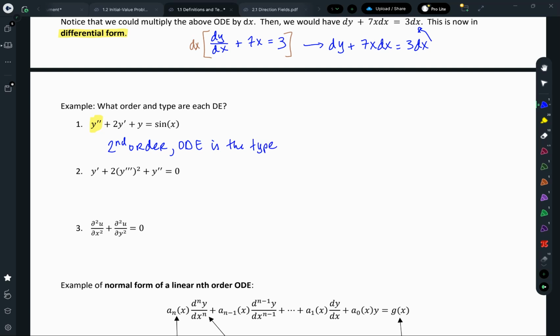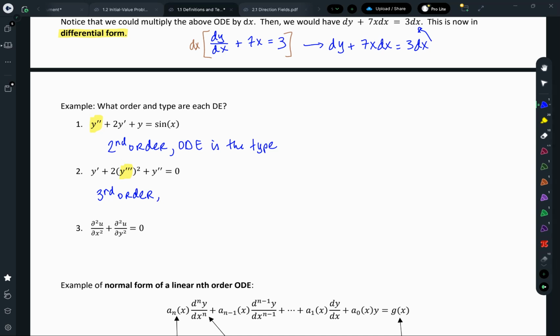All right, the second one: y'' + 2(y''')² + y'' = 0. This one is trying to be a little bit tricky with that square in there, but overall I can still recognize I have a y', a y'', a y''', and y''' is the highest order derivative. The fact that it's squared does not make it a 6th derivative. That just means take y''' and multiply it by itself. That's it. So this one is going to be third order.